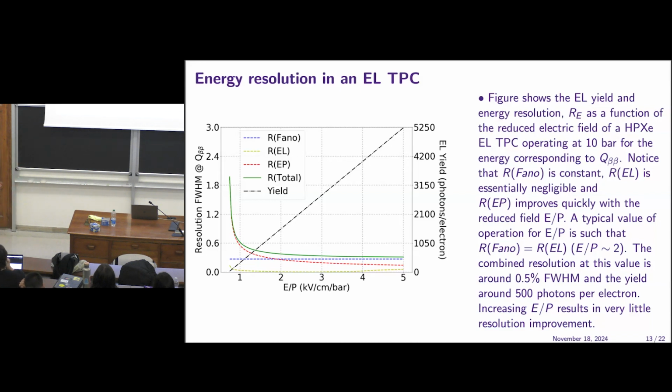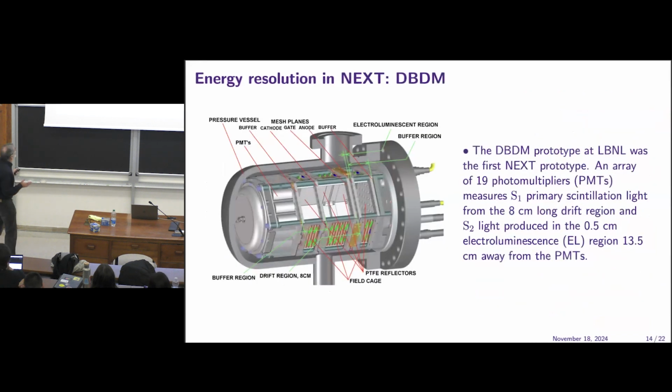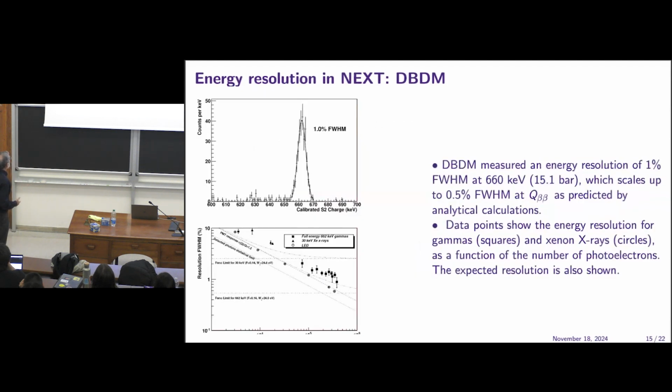So this is what our calculation says, and can you actually do that? This is the year 2011 or so. In 2011, we went to Berkeley and built this beautiful thing, this size. We put like 19 PMTs here. We put an electric field, we put high pressure on it, and we made the measurement. And this is what came out. At 660 keV, which is the energy of the gammas of cesium-137, the large one, we got 1% full width half maximum. Look at this pretty thing. Now, if you extrapolate with one over the square root to 2.5 MeV, you get 0.5%.